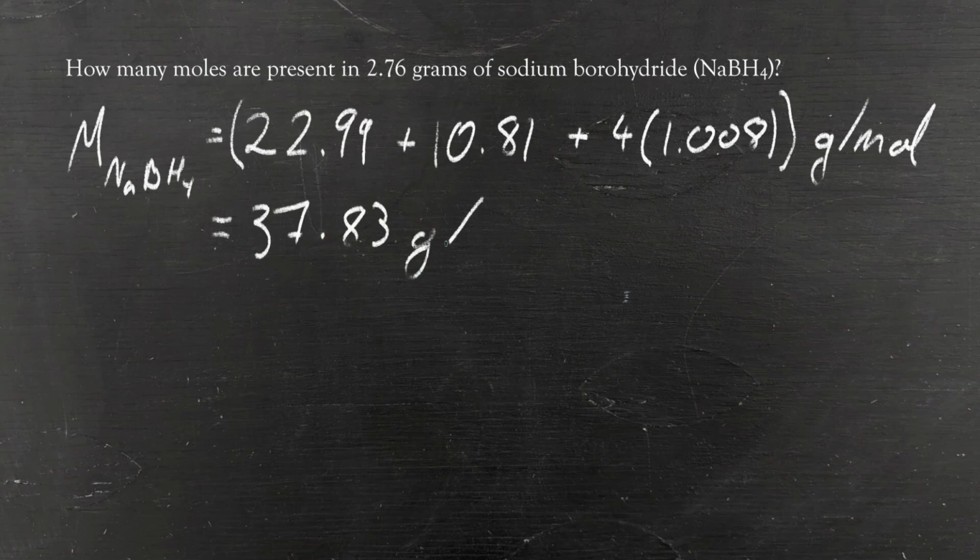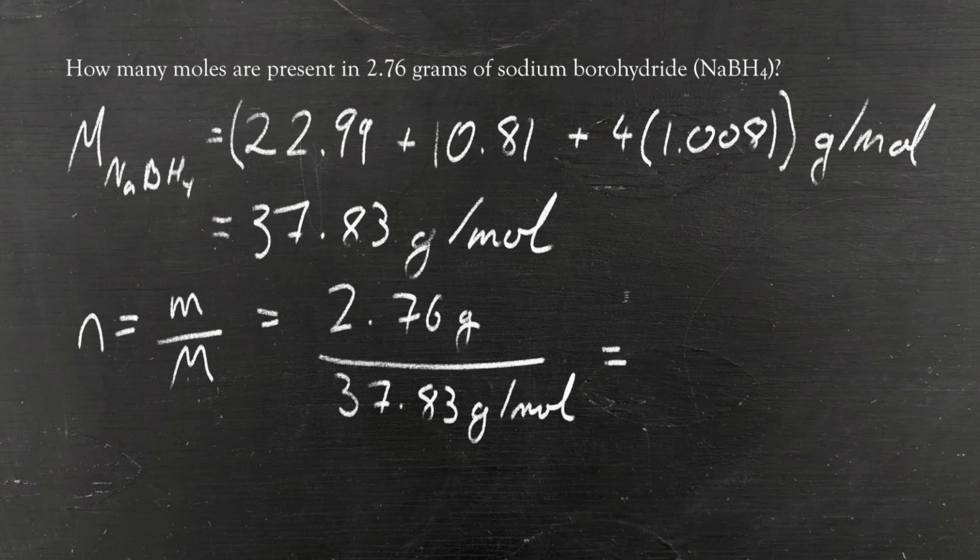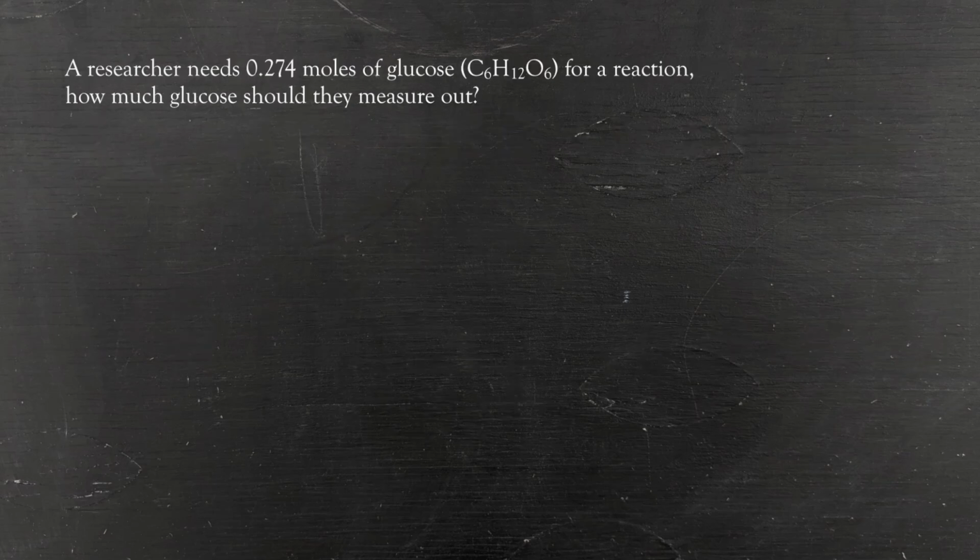37.83 grams per mole. We know that the number of moles is equal to the mass divided by the molar mass. So we're going to put in our 2.76 grams and divide that by 37.83 grams per mole, which gives an answer of 0.0730 moles.